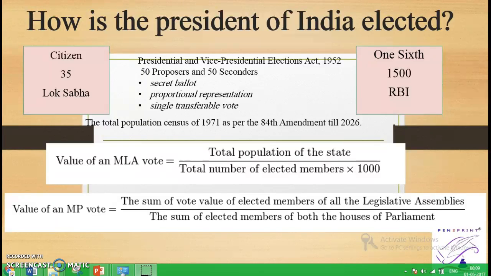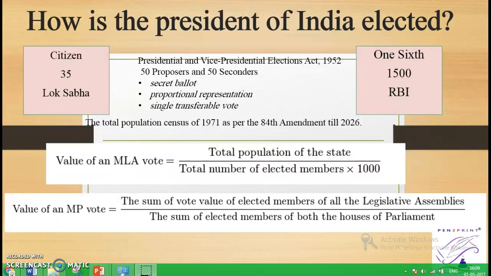What is the mode of the election? What is the procedure of election? The election for the President is done through secret ballot, which is based on the theory of proportional representation. This is given to all the elected members of the states. It is an indirect form of election because the President is elected through elected bodies like the Parliament and the state assemblies. It is done by single transferable vote.